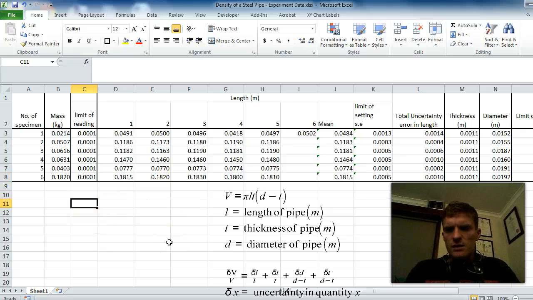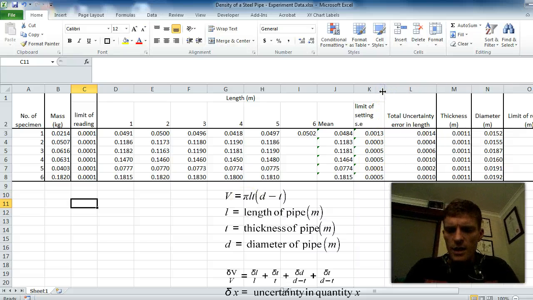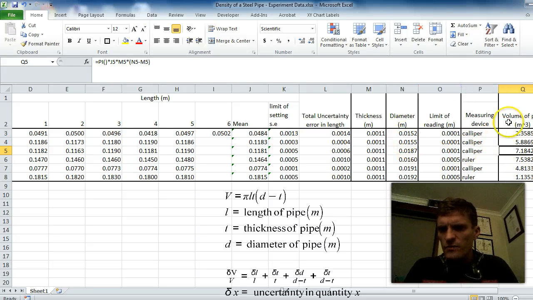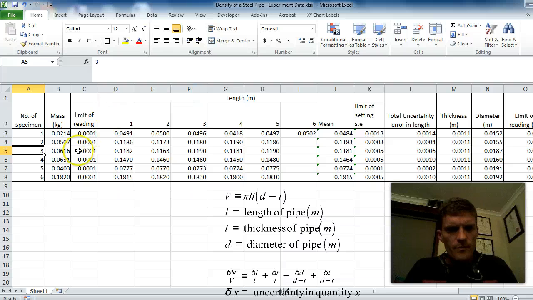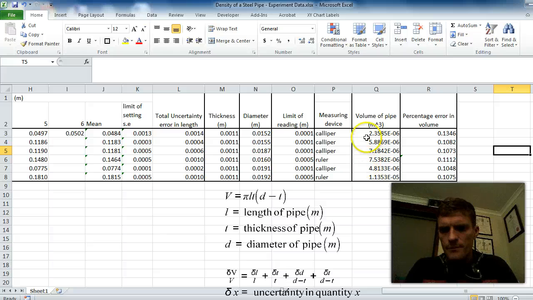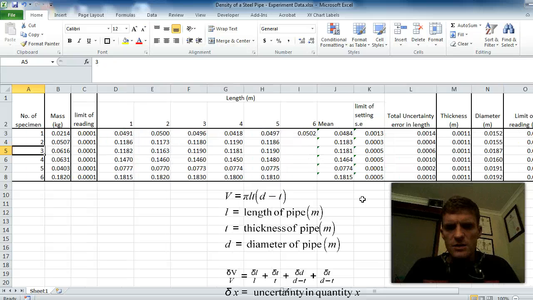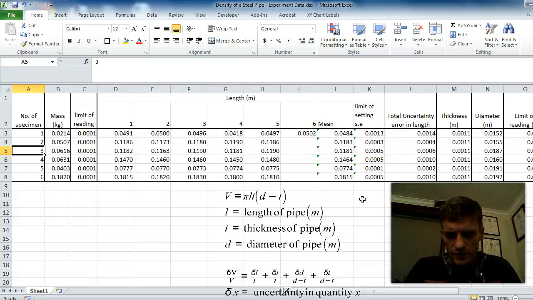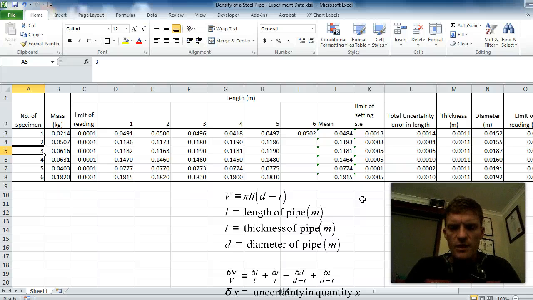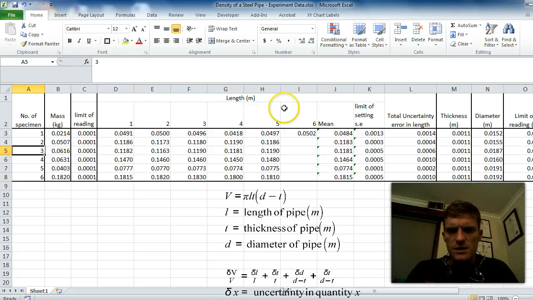So the data is sorted at this point in time, and the next thing we might be interested in is a graphical representation of the mass of the pipe and the volume of the pipe and its associated error. And then, using density equals mass divided by volume, we can get the gradient of the graph and work out the density. So that will be for our next video.